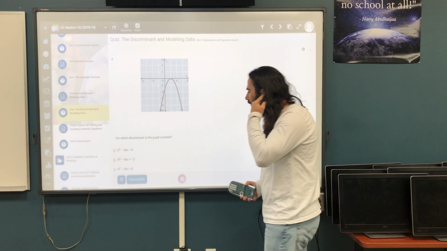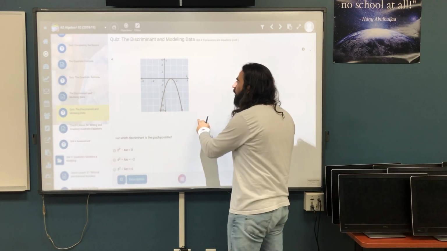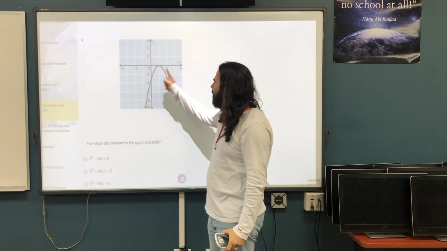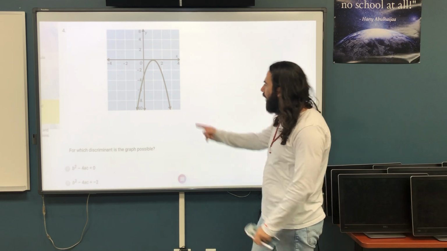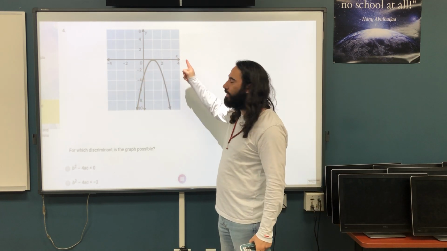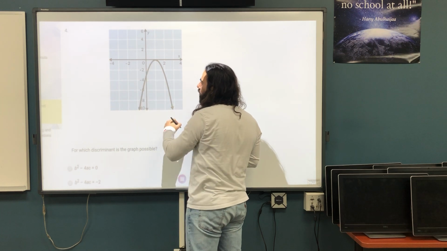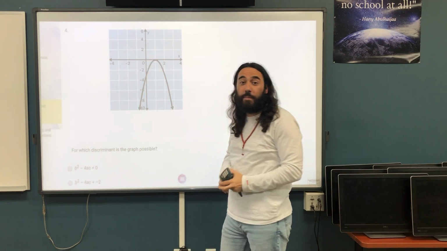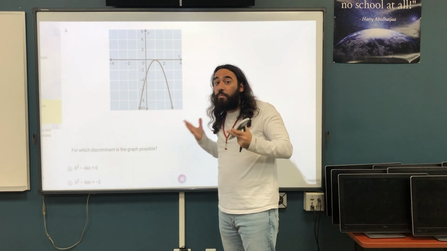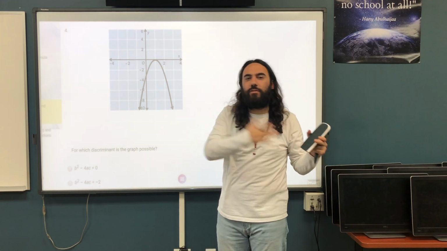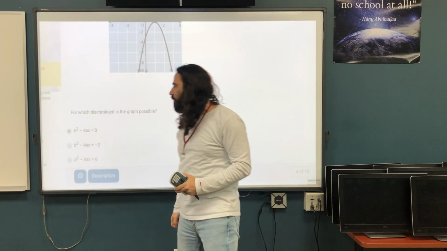The same thing here, guys. Now, the solution is the x-intercept. Now look here. You see the graph? As you can see, the graph intercepts with the x-axis only once. It's here. Only once. So it means that we have one solution, which means the discriminant has to equal 0. So, which one would be the answer? The first one.